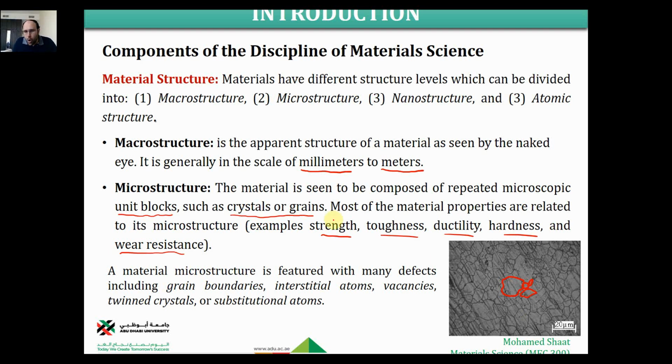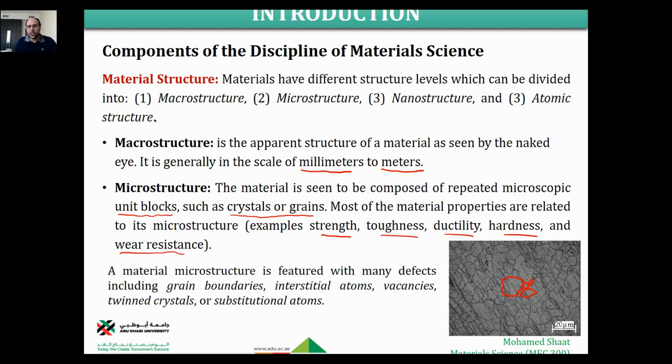So I won't go over what strength, toughness, and ductility mean. I won't discuss these keywords now because we're going to cover them, but these are different mechanical properties and they strongly depend on the material microstructure. The material microstructure is the composition of repeated microscopic unit blocks, at the microscopic scale, such as grains and crystals, and most of the mechanical properties of the material are related to this microstructure, like the strength, toughness, ductility, hardness, and wear resistance.